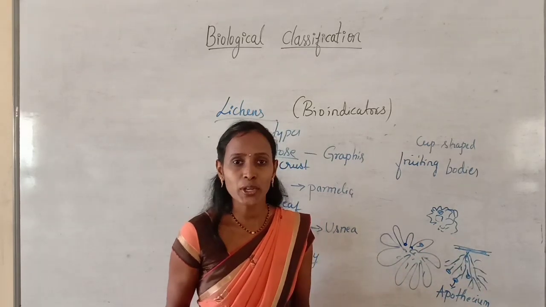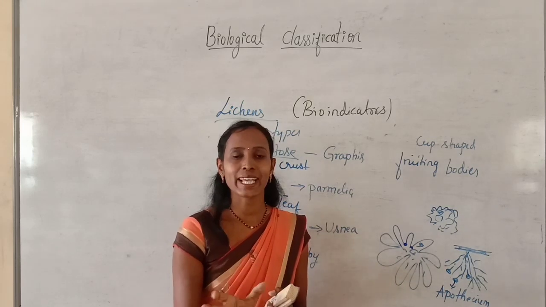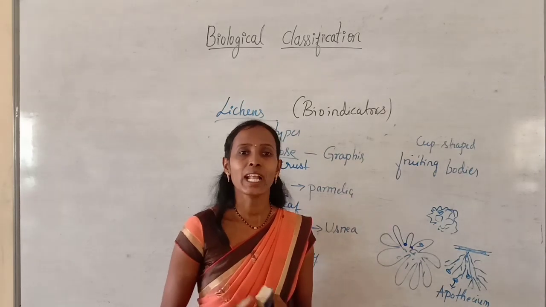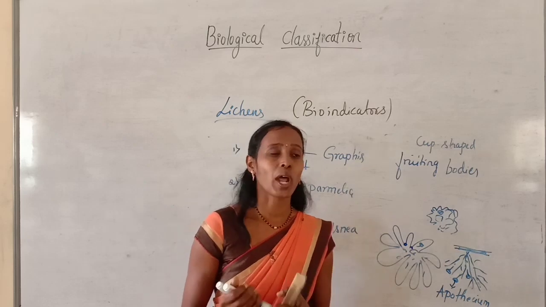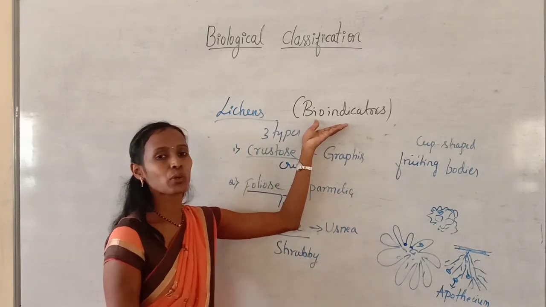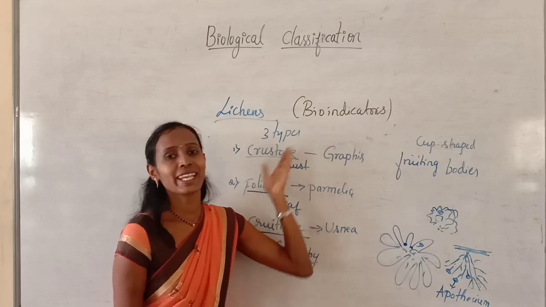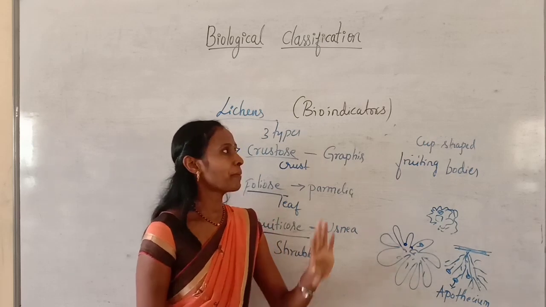If lichens are not growing, it means it is a polluted area. So in a polluted area, the lichens will never grow. They will grow only in non-polluted areas or pollution-free environments. That's why they are referred to as bioindicators. They are very good indicators of pollution because they will never grow in polluted areas.